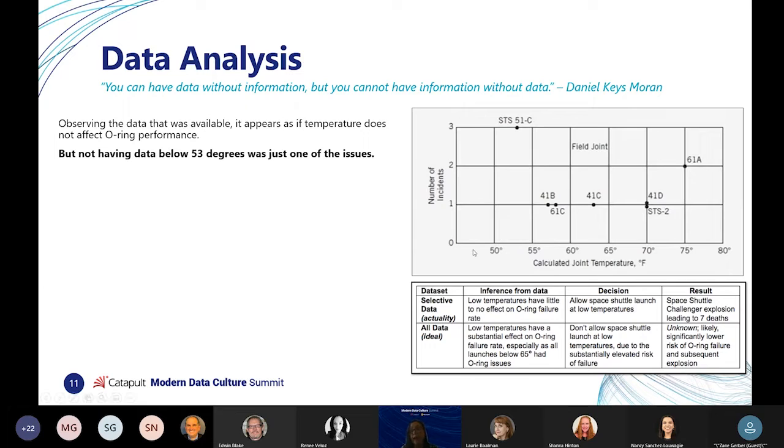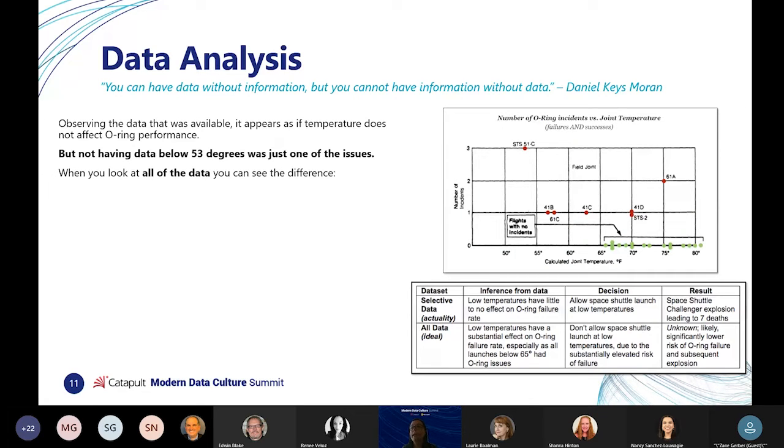Now, what they did not have was any data below 53 degrees. That was another part of the issue: there weren't any launches that occurred below 53 degrees. So it was hard to make a case as to why the engineers did not recommend launching at less than 53 degrees, because they hadn't done it before.